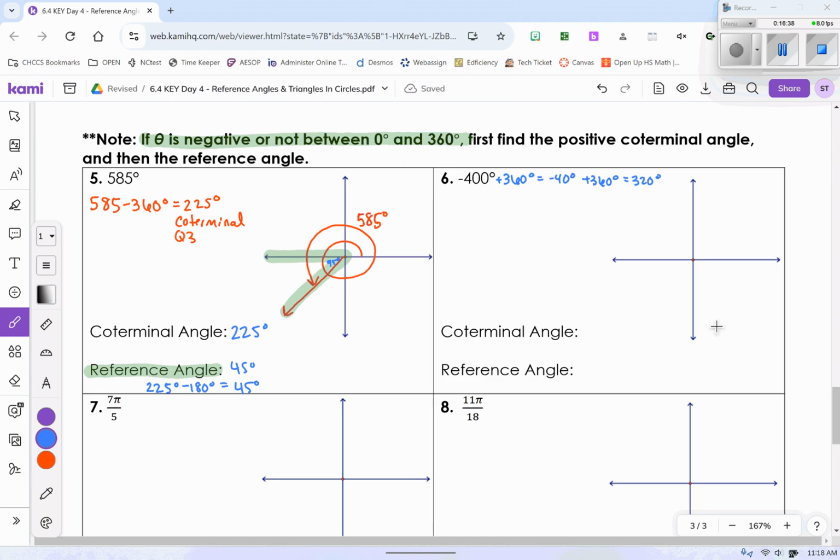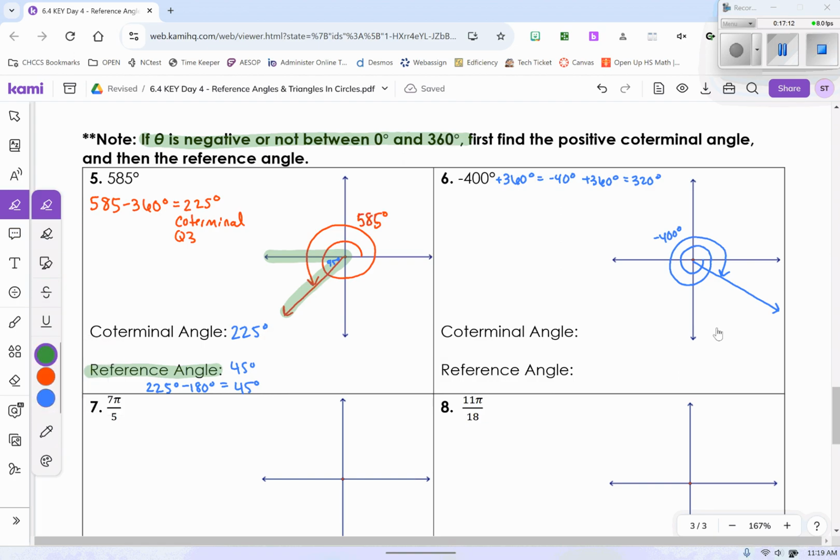Well, 320 degrees is in quadrant 4. So 320 would be about somewhere here. However, if we're drawing the picture for this in standard position, negative 400 has gone all the way around. So that would be negative 360, and then all the way around again, plus this extra here. So that's the angle drawn in standard position for negative 400 degrees.